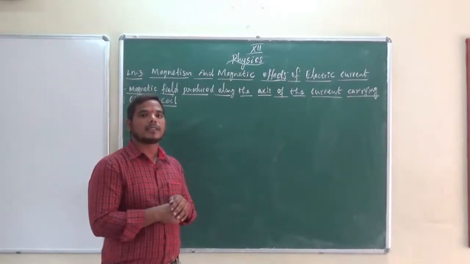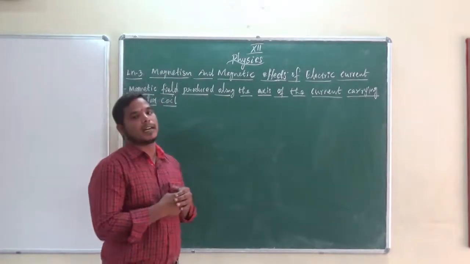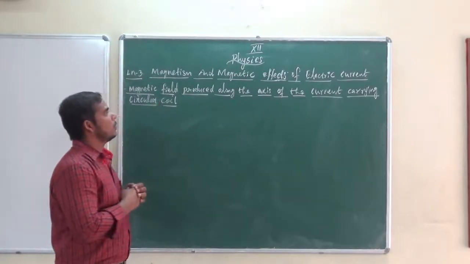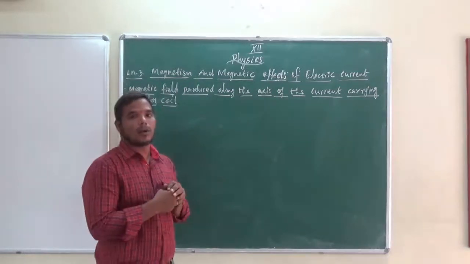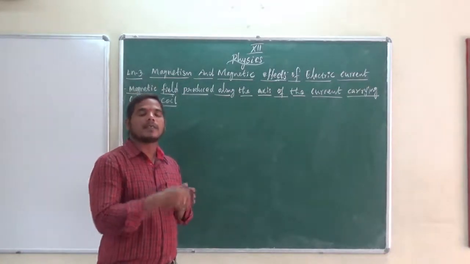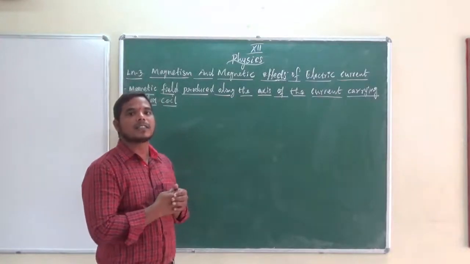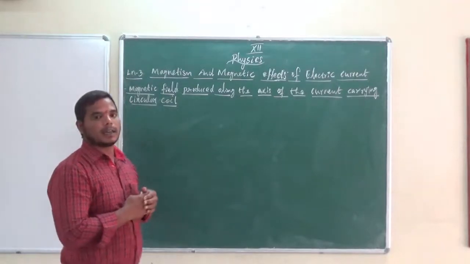In our previous class, we discussed the magnetic field produced along a straight conductor carrying current. Today we are going to discuss the magnetic field produced along the axis of the current carrying circular coil. We derived the straight conductor earlier; today we are going to derive it for the circular coil.